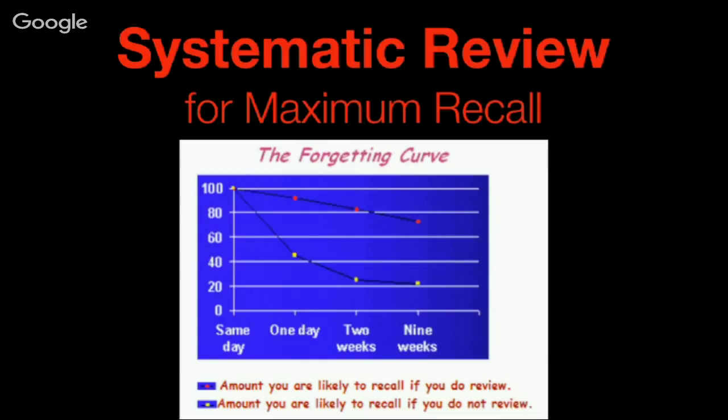So that bottom curve with the yellow dots: that first day, you have 100% retention, going down to just over 40% after the first day. After 2 weeks, you're down to about 25%, and it tapers off to about 20% after 9 weeks. So if you don't review at all, you're going to go down to about 20% capacity.